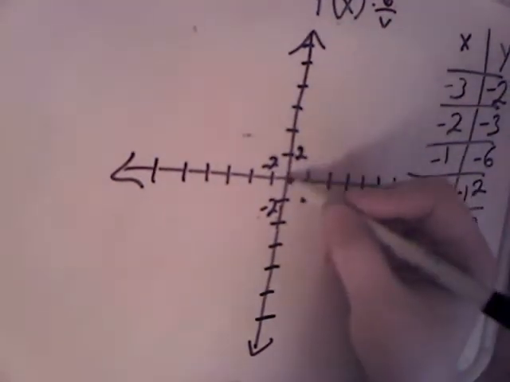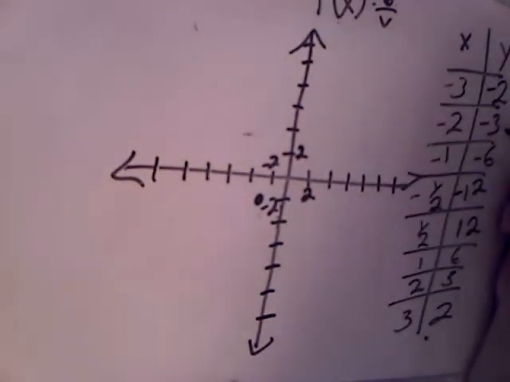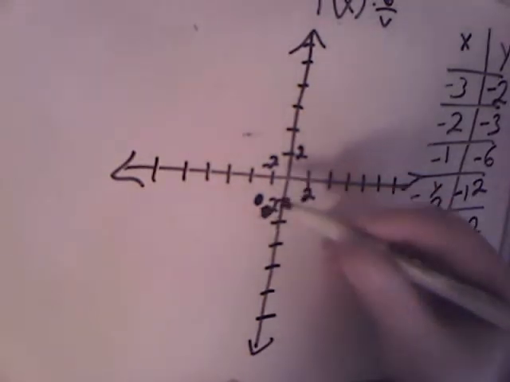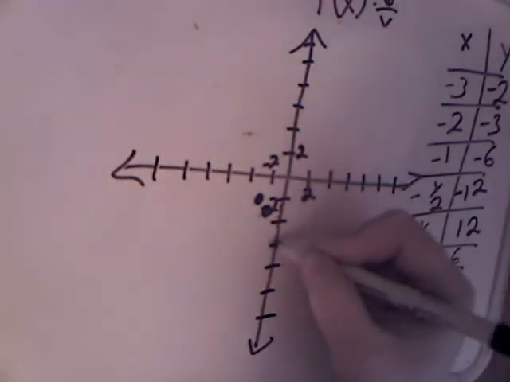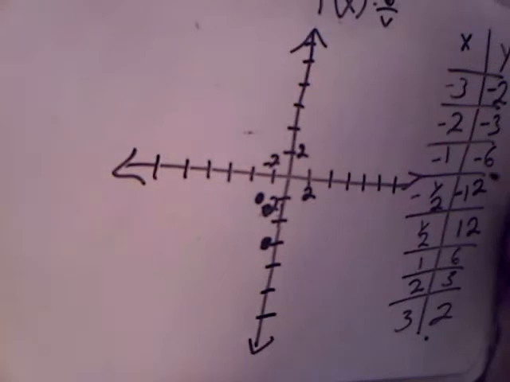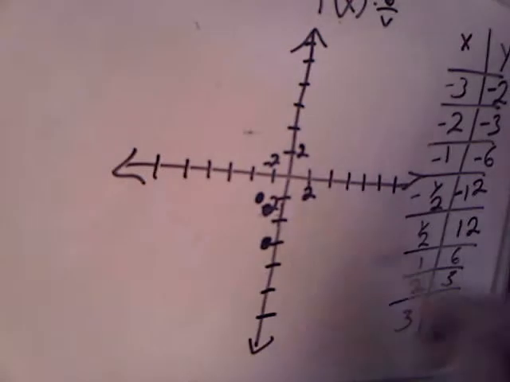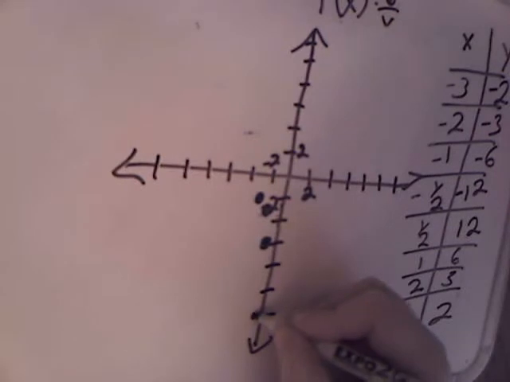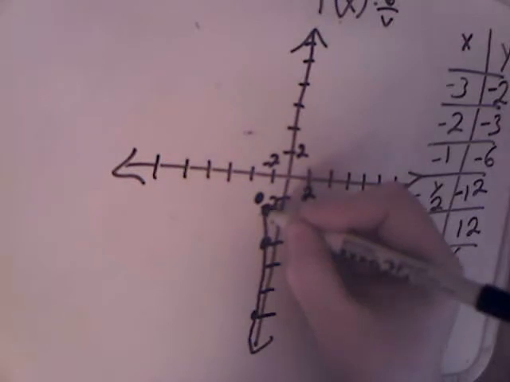So first thing I want to graph is -3, -2. So I'm going to run -3, fall 2, and then I have -2, -3. Then I have -1, -6. And then I'm going to have -1/2, -12, which is actually only going to be a quarter of this, so it's almost going to look like it's on the line. You can see kind of what I have going here. I kind of have a curve going here.